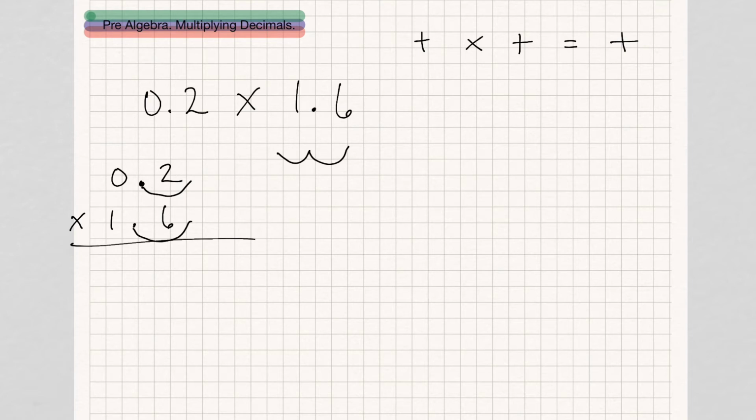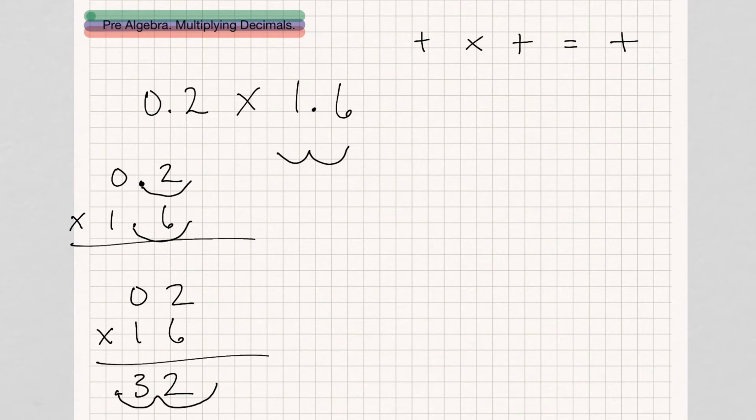So if I rewrite this as 2 times 16, well, we know what 2 times 16 is. 2 times 16 is 32. Now all we have to do is put these decimals back in. So we get our answer 0.32.